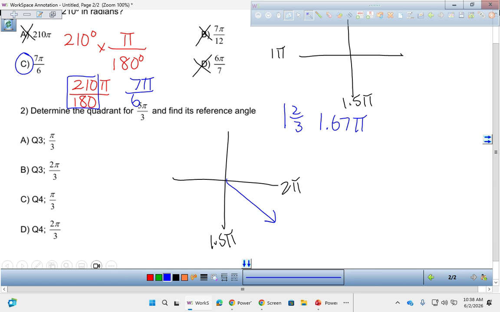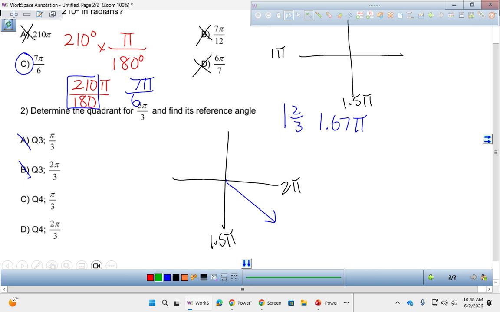Now, if that doesn't make sense to you, you could do a conversion. You could change 5 pi over 3 to degrees. And degrees might be easier for you to graph. So if you're having a hard time graphing in radians, change it to degrees, all right? So this is somewhere in quadrant 4. So I know the answer is not A or B, because those are quadrant 3 answers. And then it says find the reference angle.